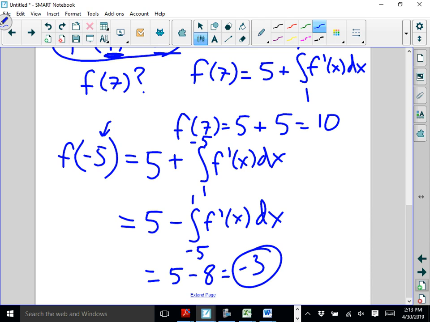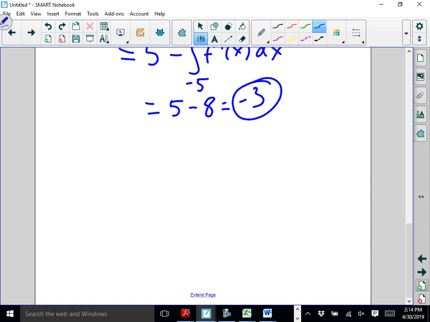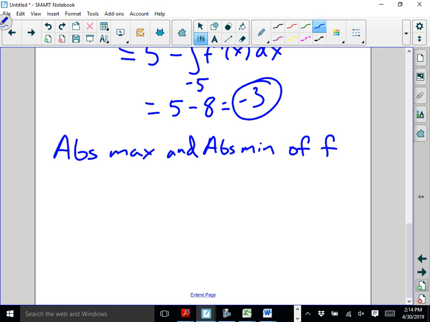Another question they might ask is, okay, find the absolute maximum value of f. Let's say that was the question. Find the absolute max value of f. Let's do both. Absolute max and absolute min. Again, they might not say absolute. They might say the maximum value and the minimum value of f on the interval from -7 to 7.